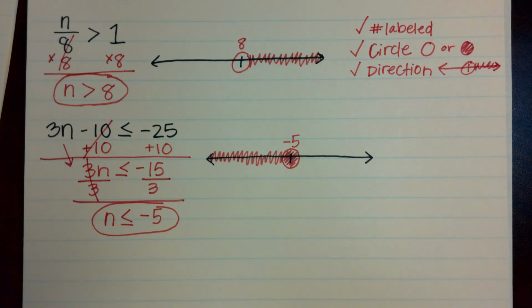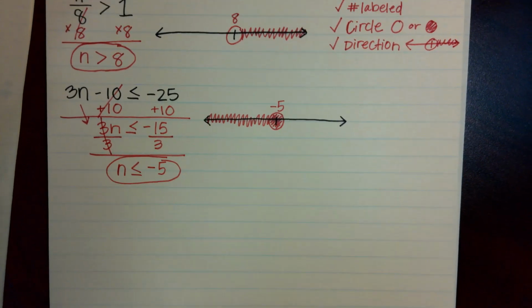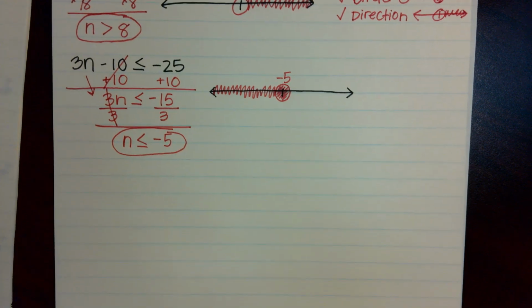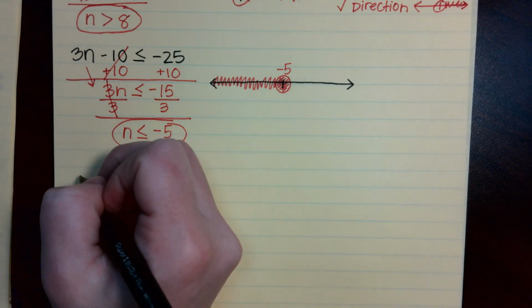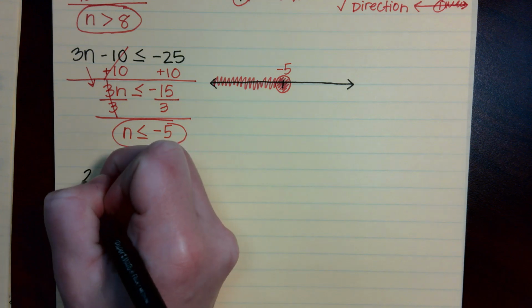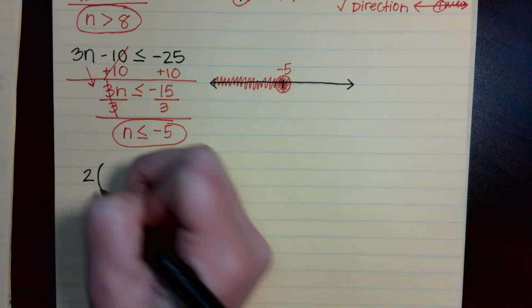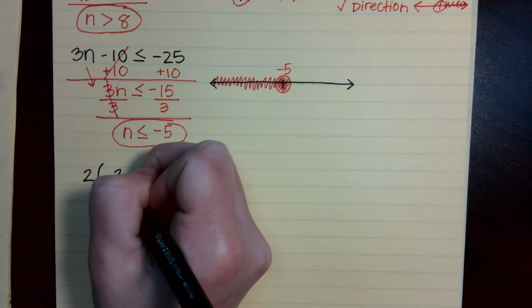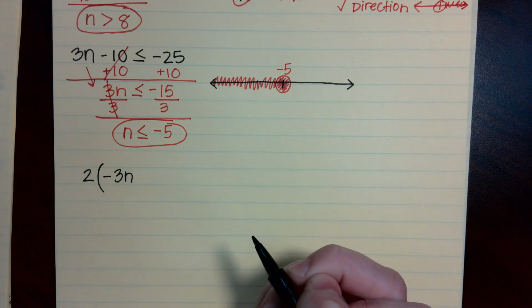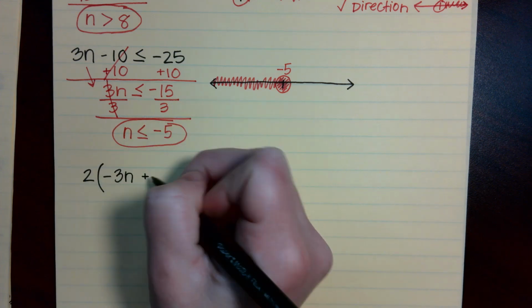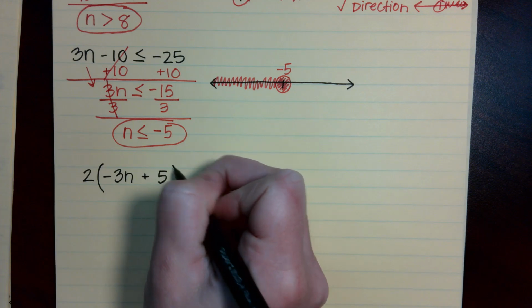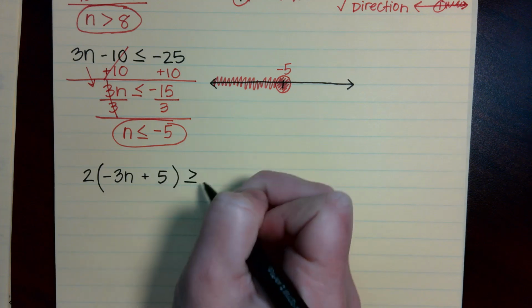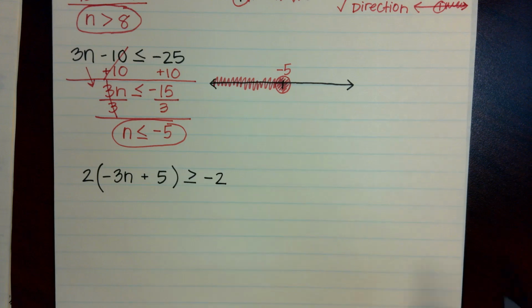Okay, good. Two more little examples for review. We're going to practice those exceptions. What if I have 2 times -3n plus 5 is greater than or equal to -2?